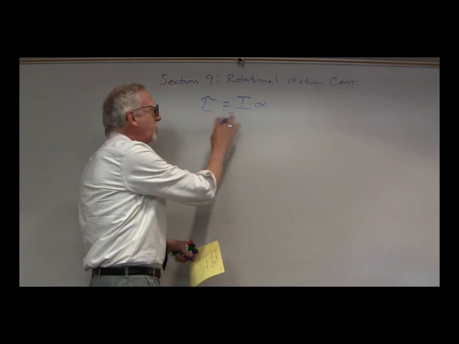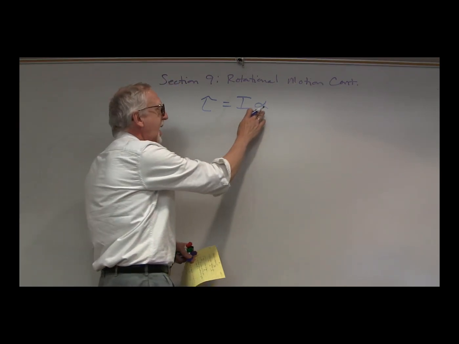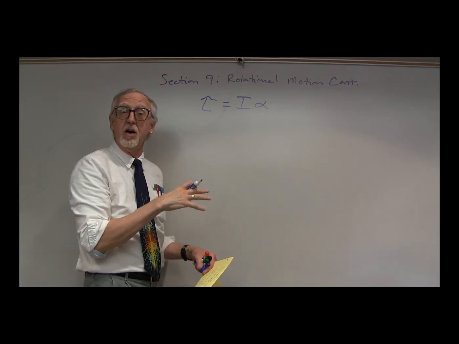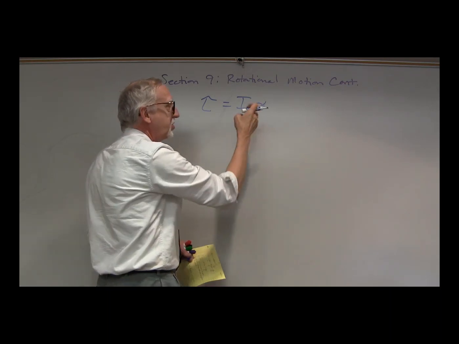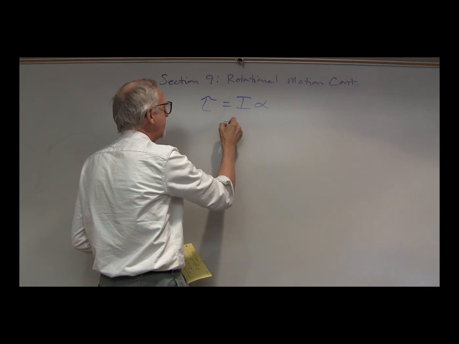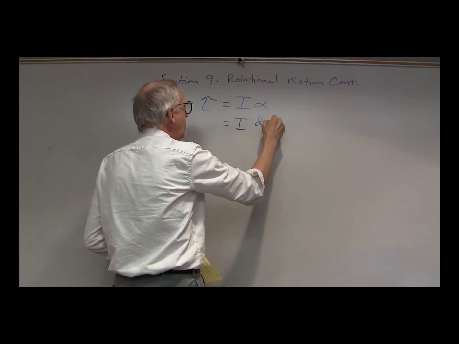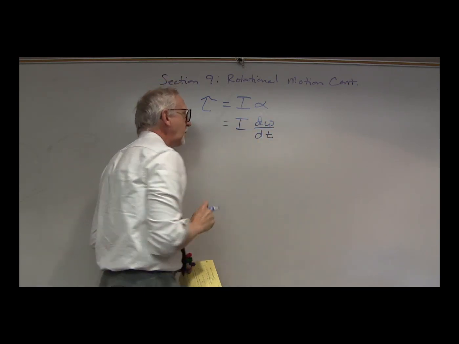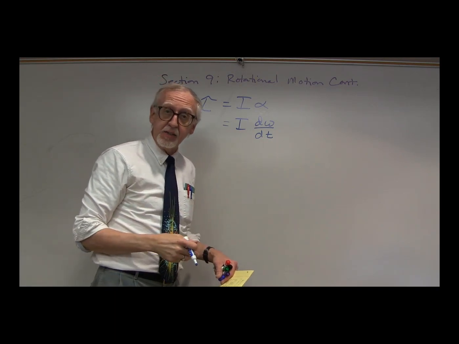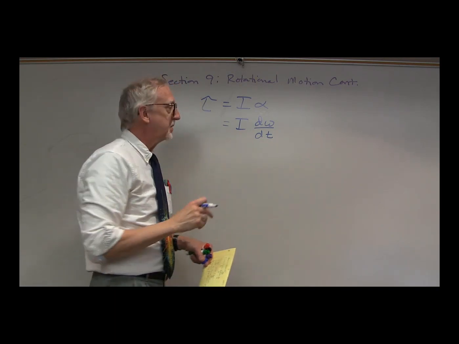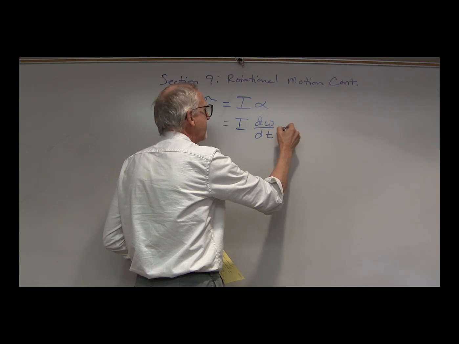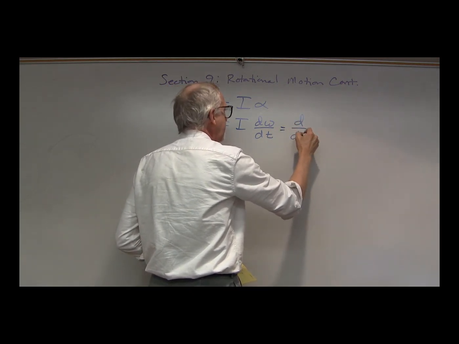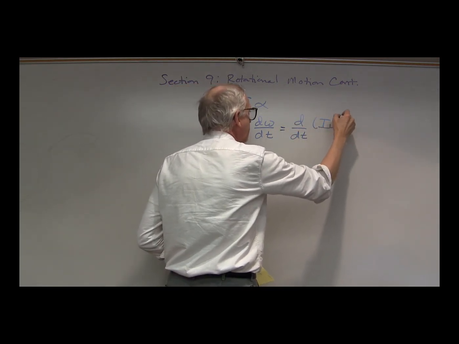We know that tau equals I alpha. And alpha is the derivative of the angular velocity. Acceleration is the derivative of the velocity. So this is I d omega dt. If I is a constant, let's assume for the moment it's a constant, we could pull that into the derivative and we could write this as d by dt of I omega.